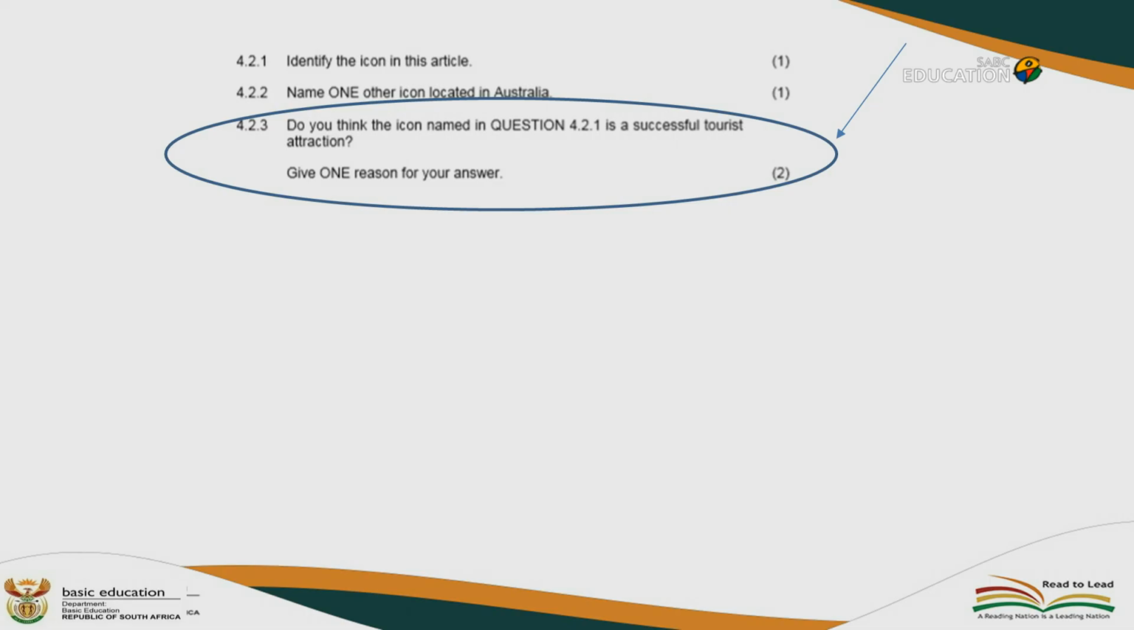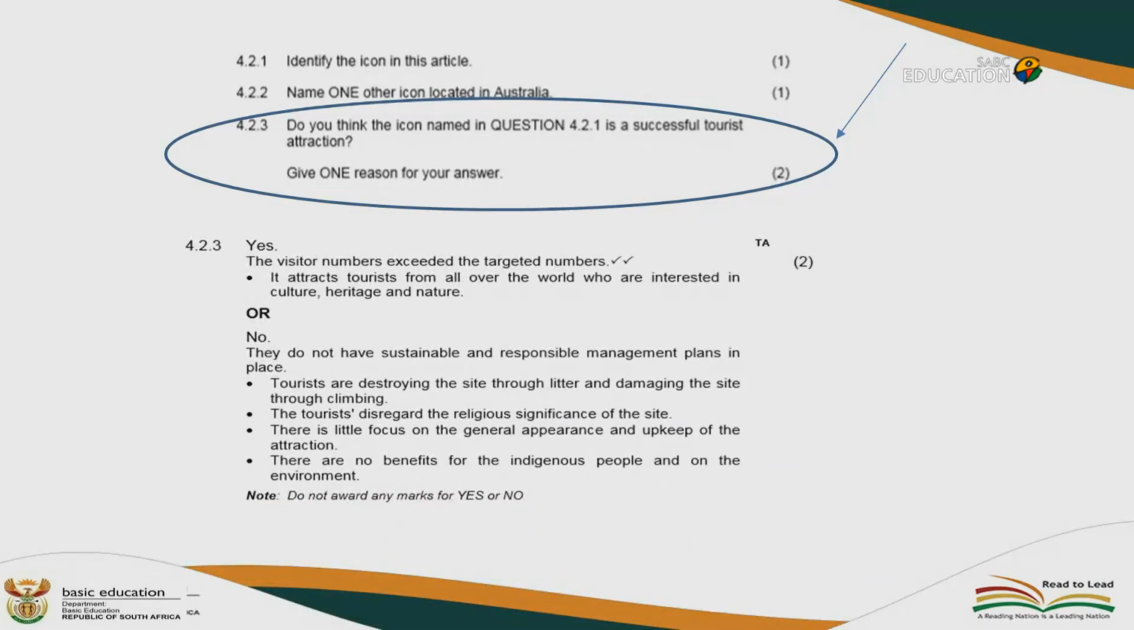I would say no. Some of you might say yes, but then you need to attach a reason. So maybe some of you said yes: the visitor number exceeds the targeted numbers. It attracts tourists from all over the world who are interested in culture and heritage. Or you could have said no. And there are more pointers in the no. You could have said no because they don't have sustainable, responsible management plans in place. Because if you saw in the extract when you read it, you could see that there was a problem with littering. There were no bins and so on. Tourists would do as they please, meaning that there weren't plans in place.